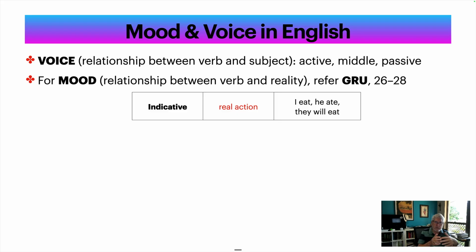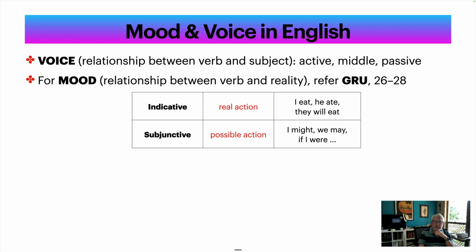So the indicative mood, which is what we've been focusing on in terms of Greek, for example, and the same applies in English, the indicative is dealing with real action that's actually going on, whether it's in the past, the present, or the future. It's something that you can see and observe and perform. So I eat, he ate, they will eat. These are all examples of the indicative mood. Just basically reflecting, indicating what's going on right in front of us, as it were.